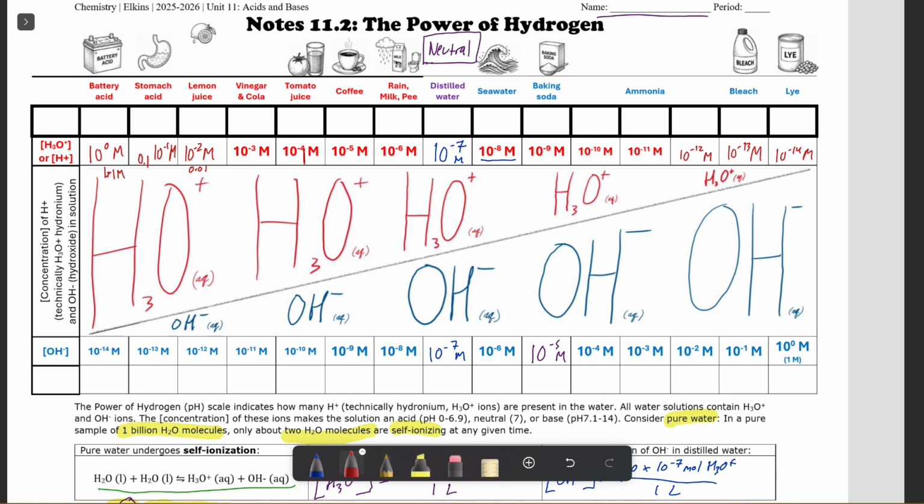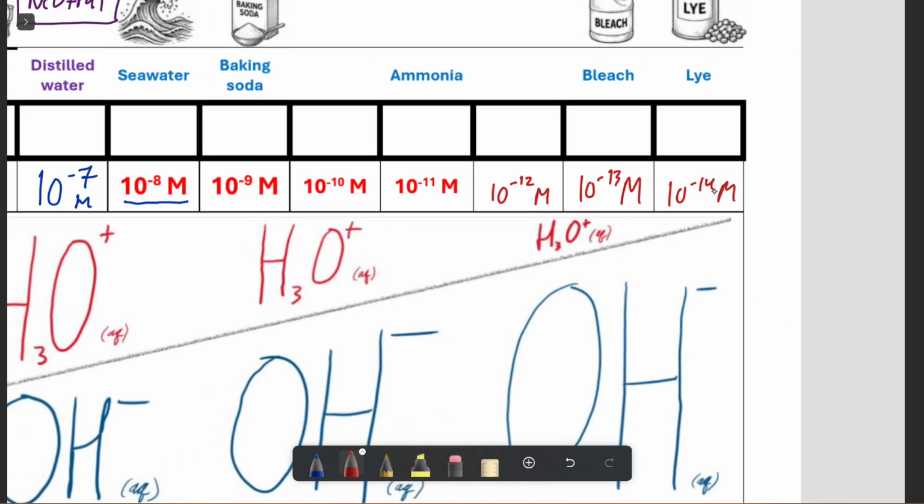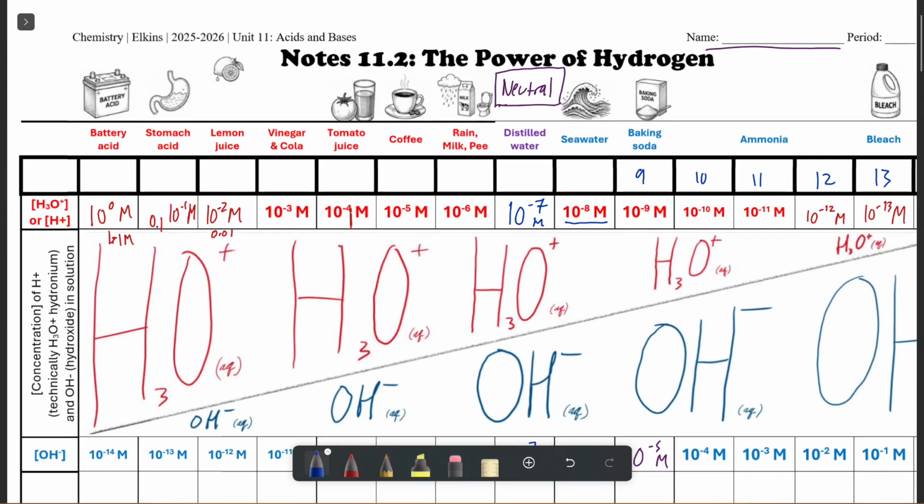And so scientists have made a scale where they took the exponents here, and we didn't want to talk about negatives either. So we turned them into positive numbers and said, let's make a scale where I turn this 10 to the negative 14 into just scale 14, scale 13, 12, 11, 10, 9. Go ahead and fill that out.